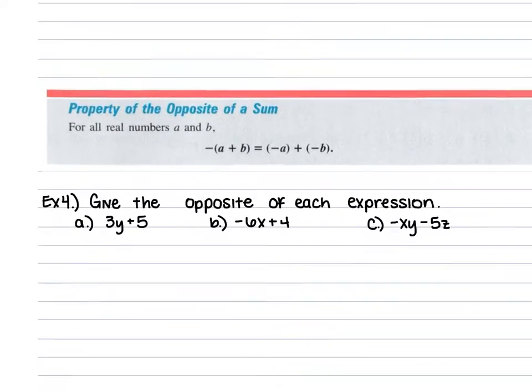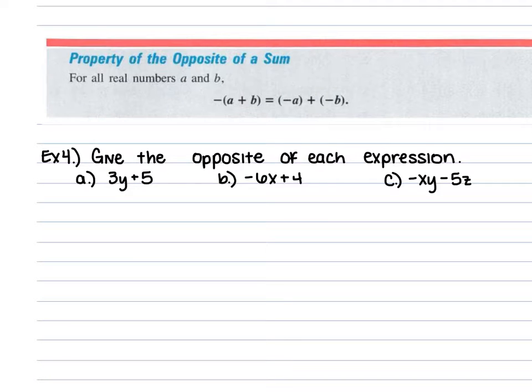All right. So, property of the opposite of a sum. For all real numbers a and b, if we have this negative outside of parentheses, what that means is it's just like the distributive property, that it goes to each of these in there. That negative is just like a -1 outside that can be distributed. So that negative times a becomes negative a, and the negative times b becomes negative b. It becomes negative a plus b.